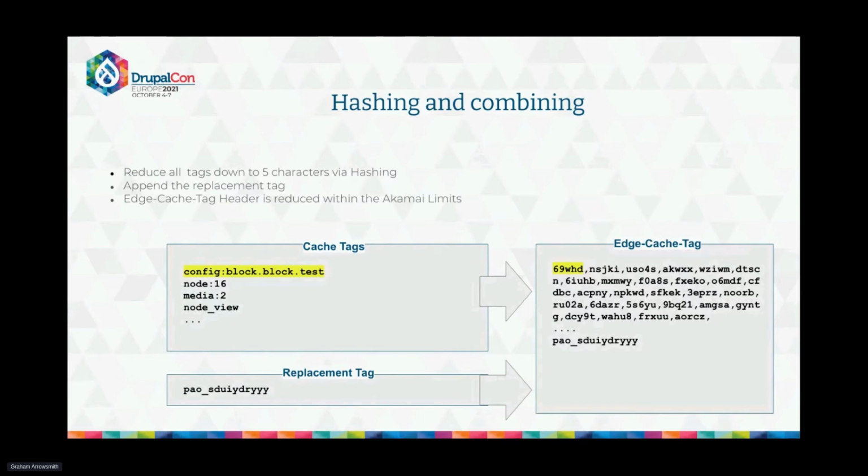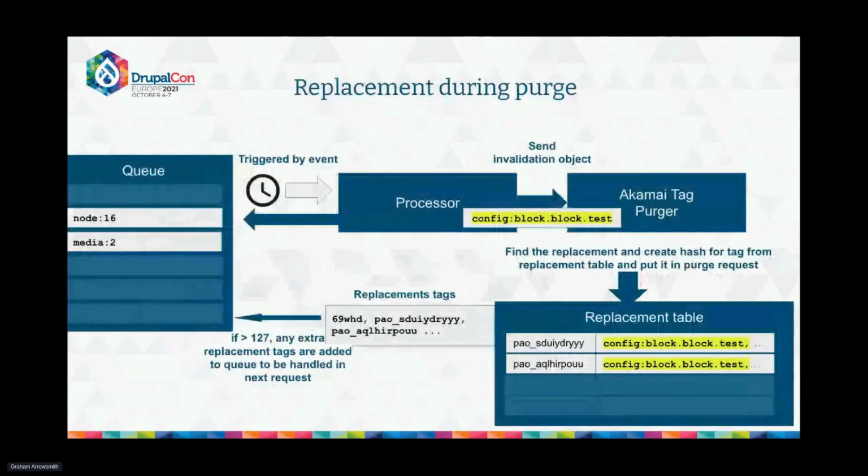Now we need to do the same for the purge process when the content changes. So for that, we come back to our previous screen of a processor which was pulling the data from the queue. Here we can see that we are now using the Akamai tag purger to send the data to the purger. The purger is utilizing the replacement table to find all the replacements for the tag, and it is generating a hash of the tag which was being sent and then the replacements.